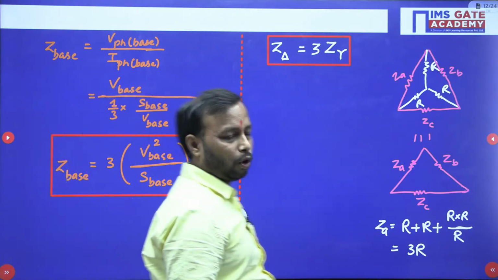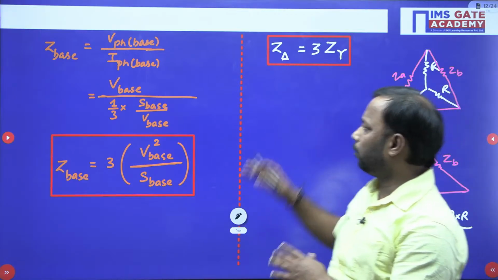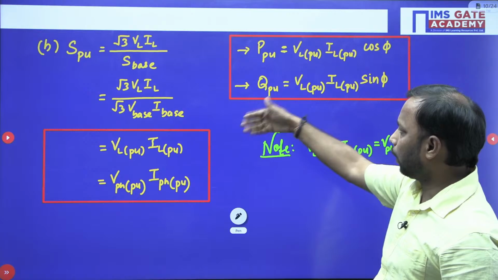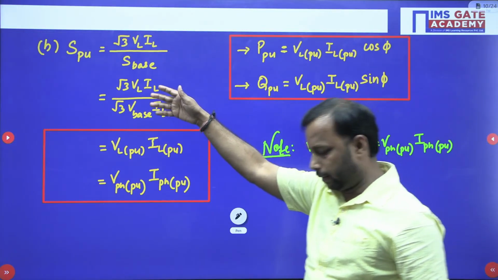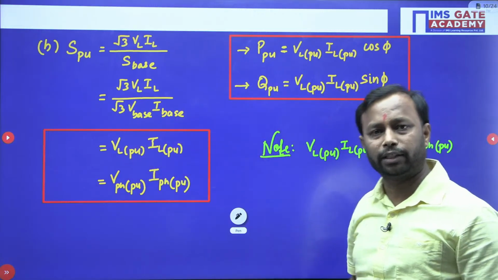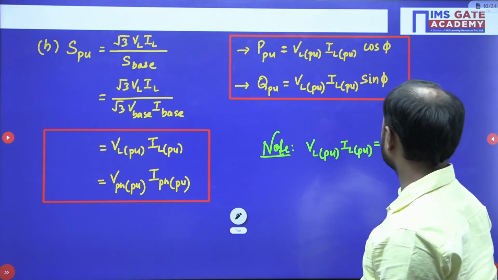Okay? So I hope you have got the concept, and for the power the rules, or the formulas, are going to be the same, whatever we have derived for the star connection will be the same for the delta connection as well. Okay?